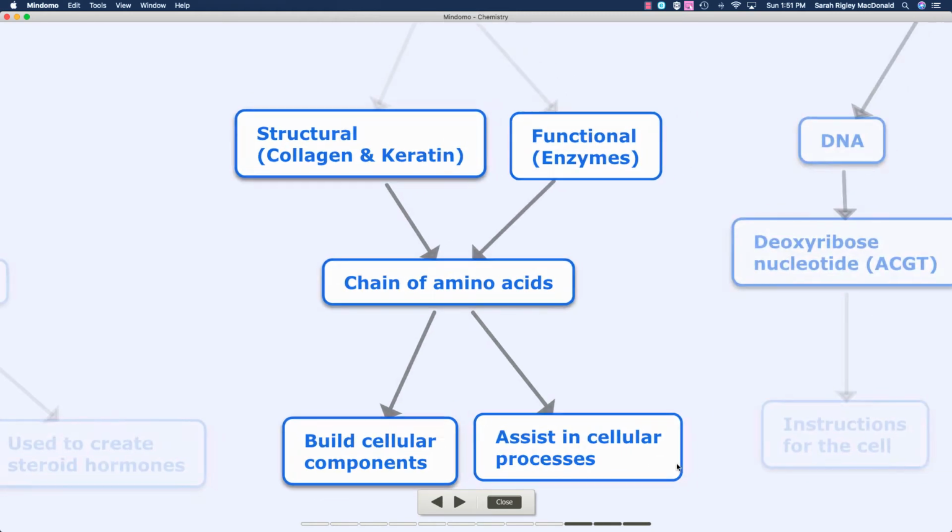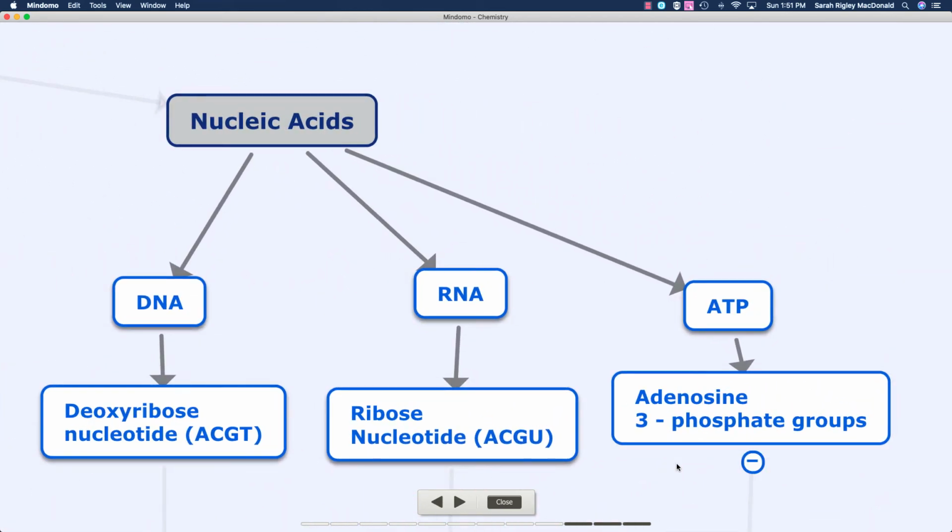So our last category is nucleic acids. In this category, we're going to have three different types: our DNA, our RNA, and our ATP. Now, DNA and RNA you've probably heard of before. ATP you probably haven't heard of before unless you've done high school bio recently.